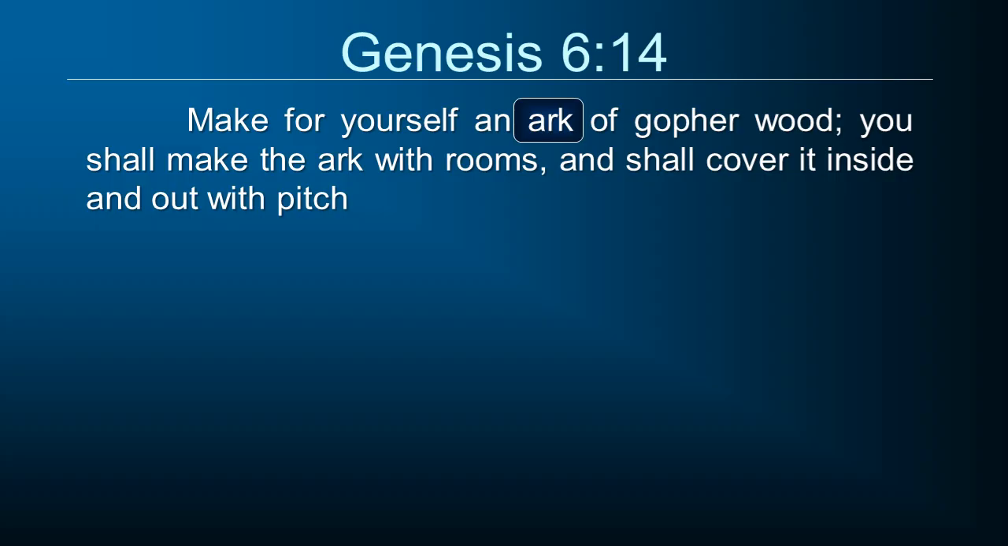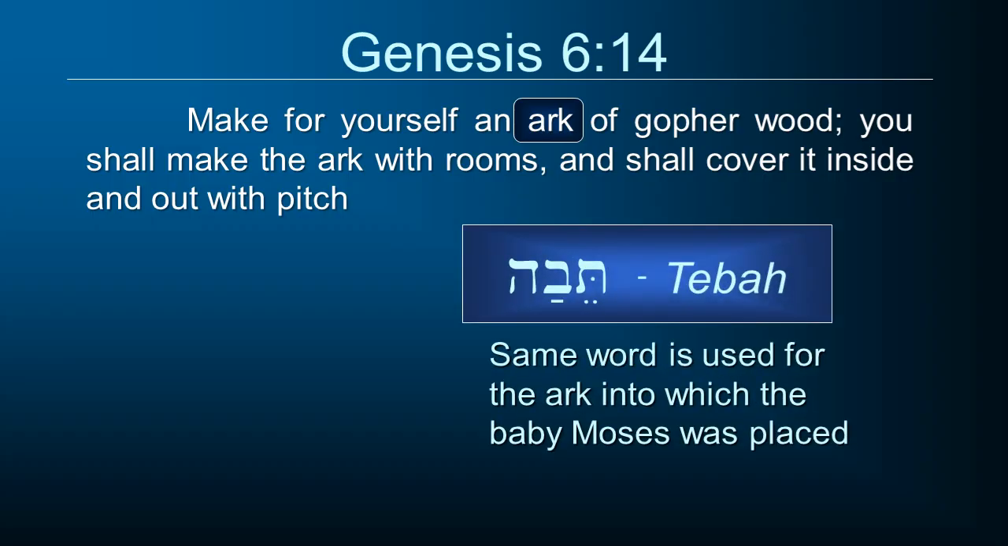But notice, make for yourself an ark. You say, well, what's an ark? The term ark, tiba, is the same word which was used for the ark into which the baby Moses was placed. Now, that was a little tiny ark, a baby-sized ark. This is going to be a much bigger ark, a sort of structure. I think of the ark into which Moses was placed as a little treasure chest. This is a giant treasure chest, so this is going to be very big.